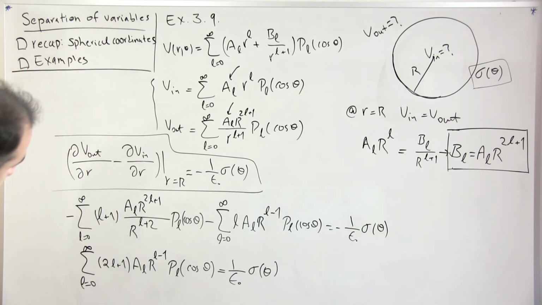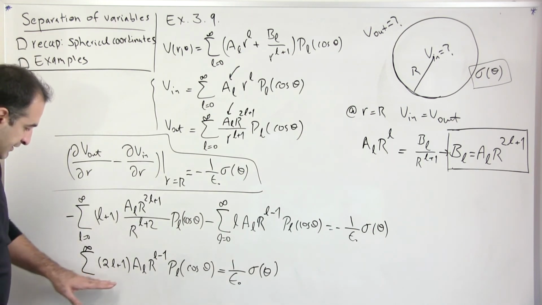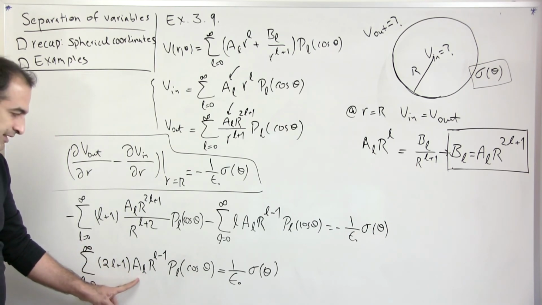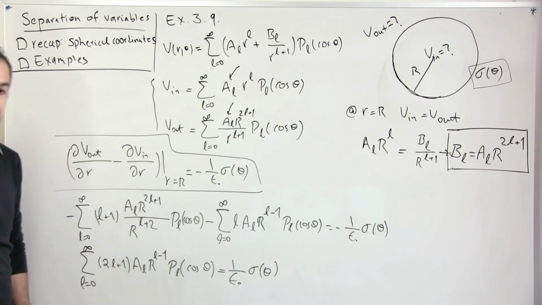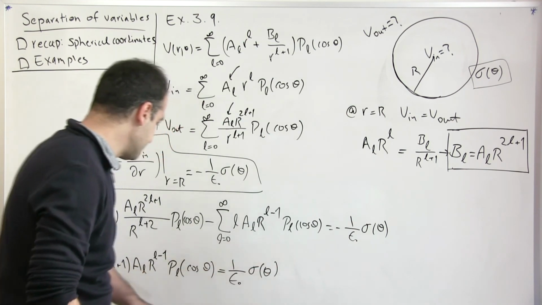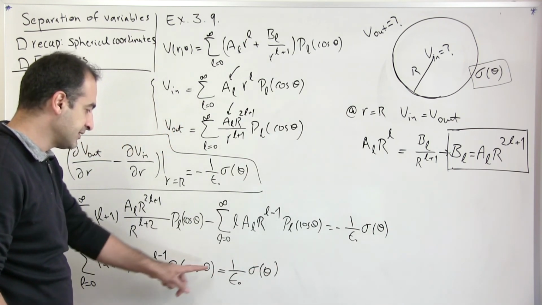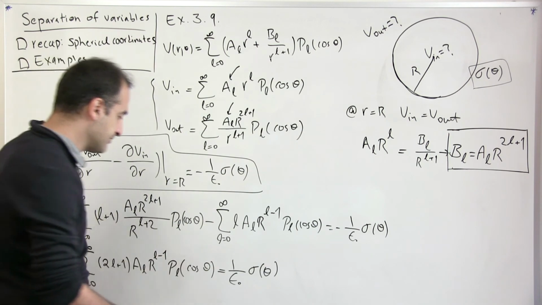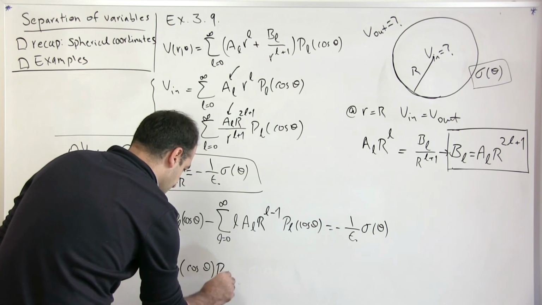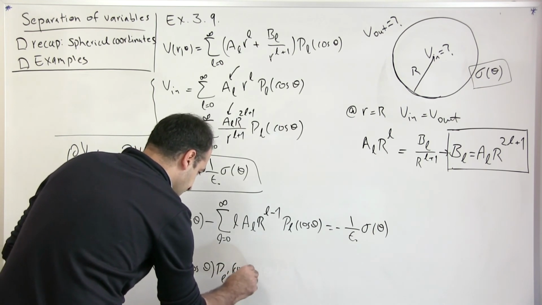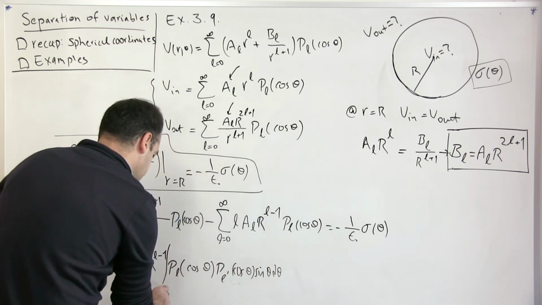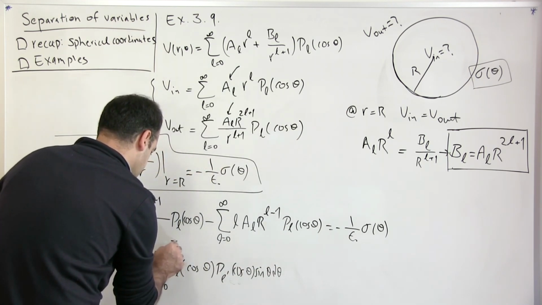Okay. Now, if you look at this, we have everything in terms of L. We have A_L values that we need to determine, and we have P_L here. So we can use the same trick. We can multiply left side and right hand side by P_L prime cosine theta sine theta and integrate that from 0 to pi. So I'm going to add P_L prime cosine theta sine theta d theta, integrate that from 0 to pi.